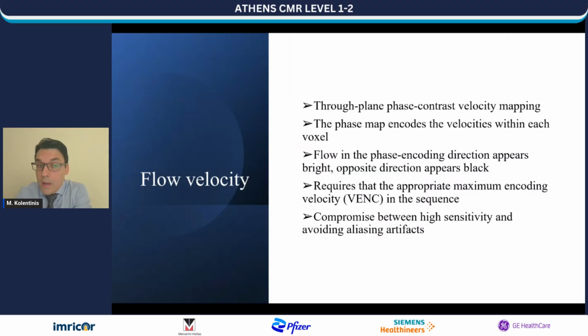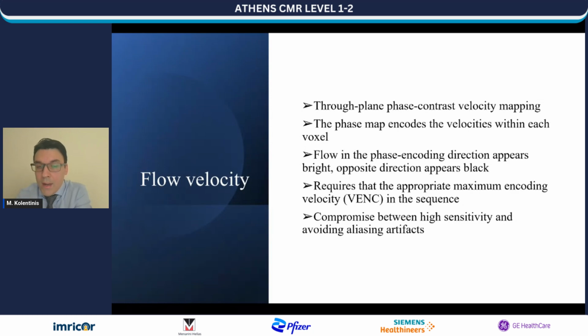We can measure flow, we can calculate the flow velocity. This is calculated with through-plane phase contrast velocity mapping. Essentially, it is a map which encodes the velocity in every voxel in the image. So the algorithm calculates the flow, the velocity through each voxel. Keep in mind that depending on which direction the flow goes, it appears either bright or black.